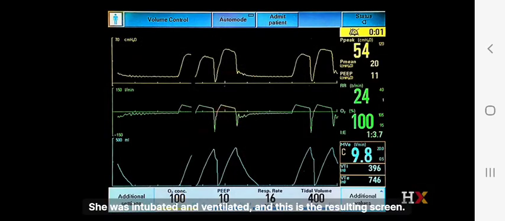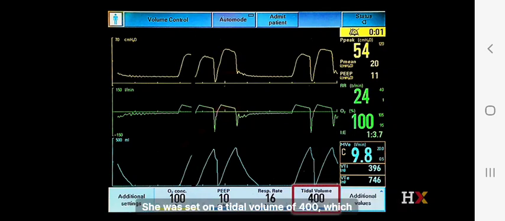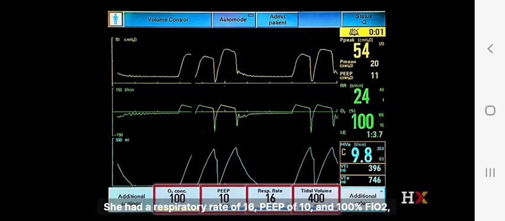She was intubated and ventilated, and this is the resulting screen. She was set on a tidal volume of 400, which was approximately 7 mLs per kilogram for her. She had a respiratory rate of 16, PEEP of 10, and 100% FiO2, as she was still profoundly hypoxemic.